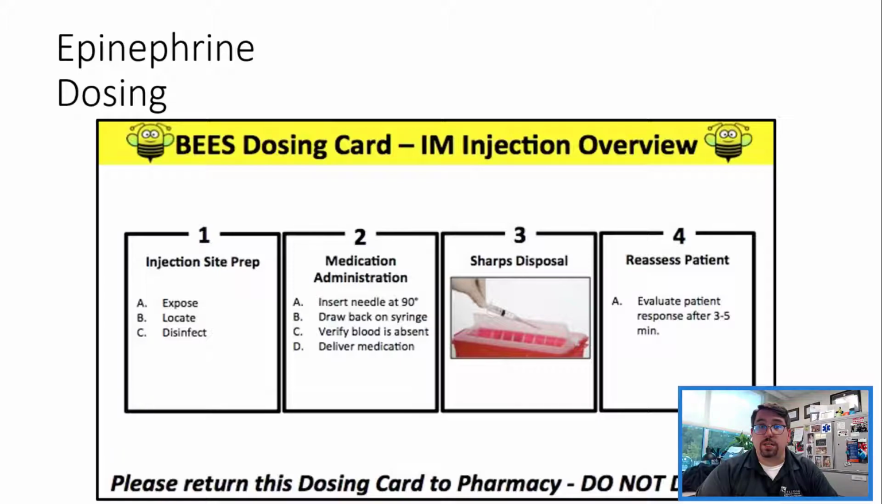This includes administering the injection at a 90-degree angle to the skin. Once the skin has been punctured, we're going to draw back on the syringe to check for the presence of blood. It's important to note that if we notice blood, we immediately withdraw the needle, discard the medication, redraw, and administer again in a different location to avoid a blood vessel. Last, we're going to verify that blood is absent. From there, we will administer the medication through intramuscular push. Once that's completed, we'll dispose of our sharps directly into a sharps container as appropriate, and then we're going to reassess our patient for a response after 3 to 5 minutes.